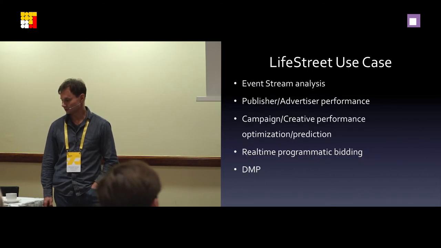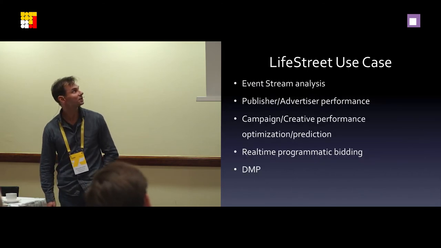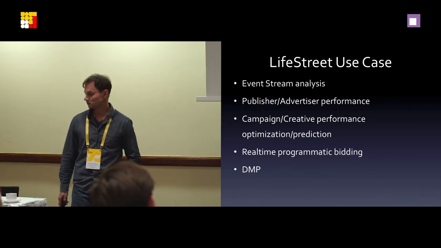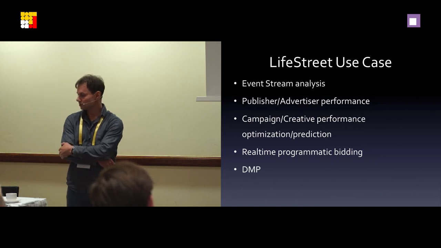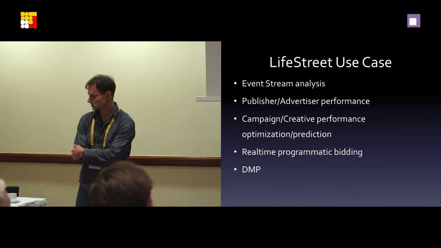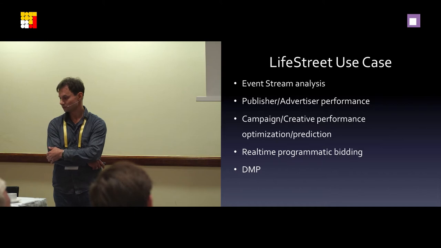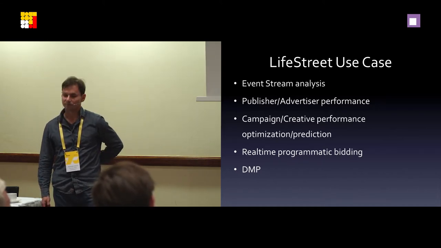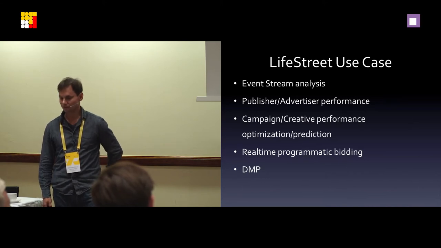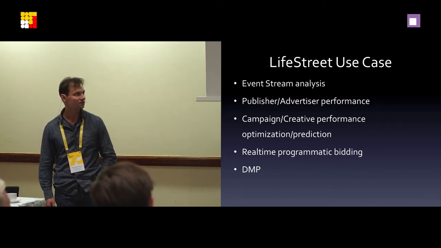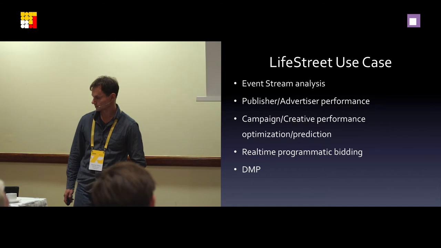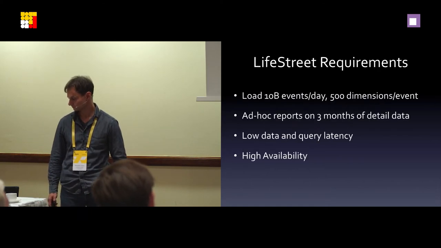So at LiveStreet, the use case is pretty much like Yandex. We have event stream analysis, so we have a stream of data. We need to measure publisher and advertiser performance and optimize campaign creative performance. We have real-time programmatic bidding based on this data and also DMP. All this kind of stuff Yandex also has. That's why we thought a year ago that our use case is pretty close to Yandex, so ClickHouse should work for us.